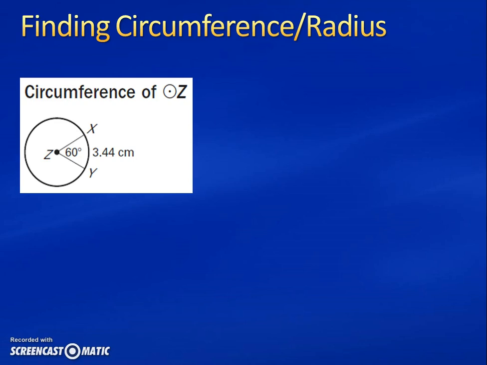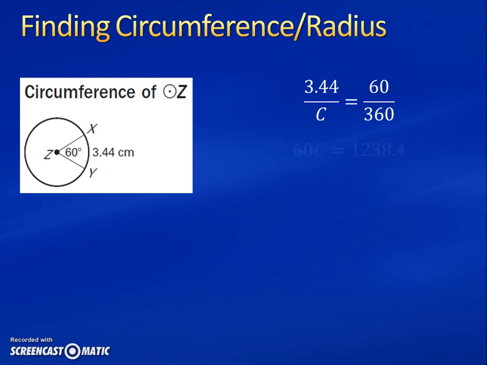You could also find the circumference, or find the area, or find just different parts given certain parts, right? We're given the arc length is 3.44. We're given that the arc measure is 60 degrees. We know the whole circle is 360. What we're looking for this time is circumference. We're just going to call it C. We're going to solve for C.